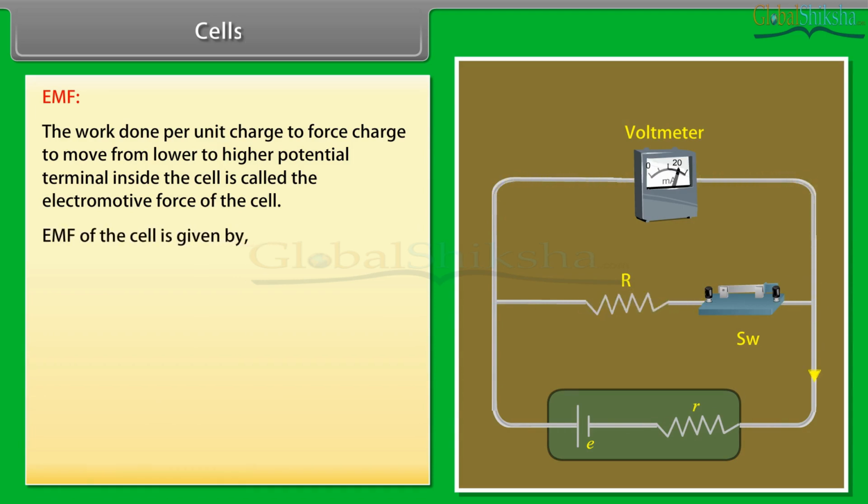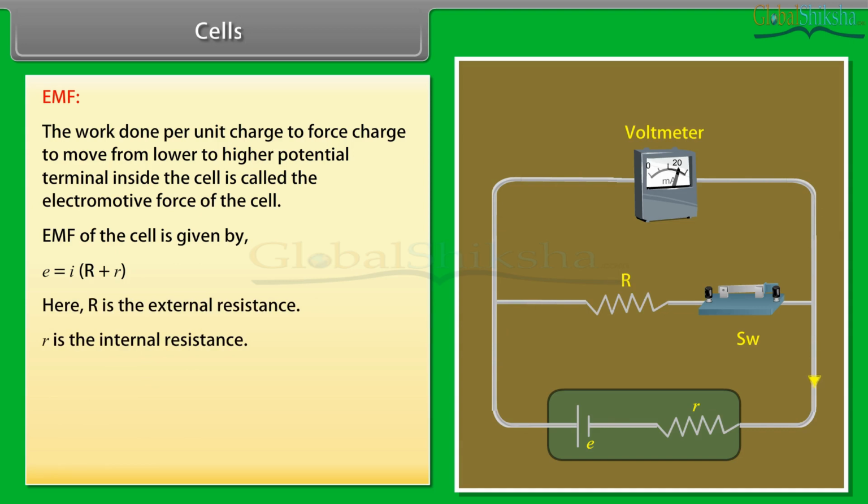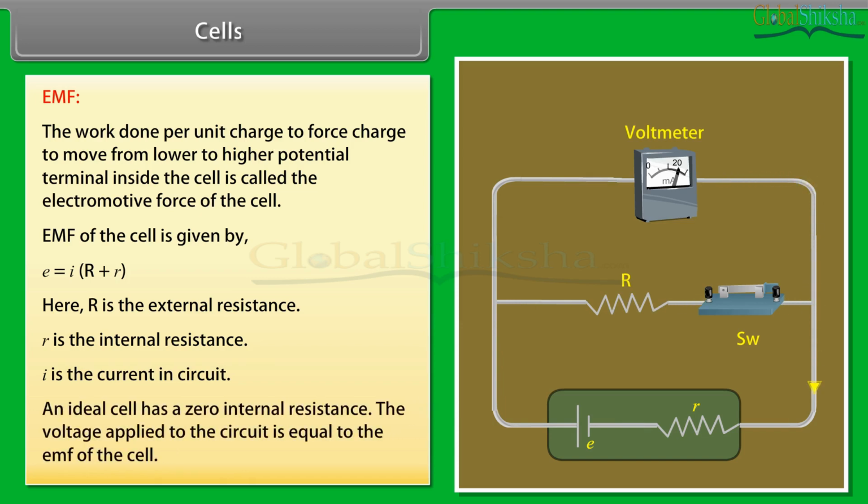EMF of the cell is given by E = I(R + r). Here capital R is the external resistance, small r is the internal resistance, small I is the current in the circuit. An ideal cell has zero internal resistance. The voltage applied to the circuit is equal to the EMF of the cell. Cells in series and parallel.